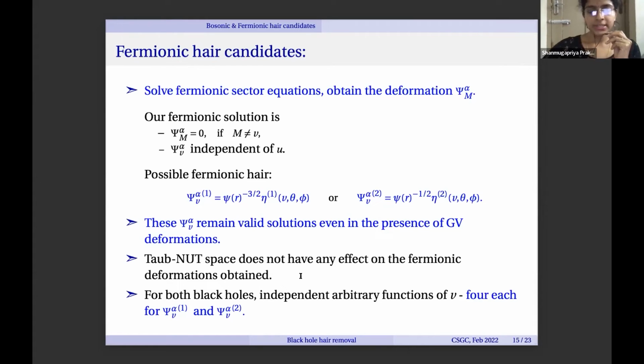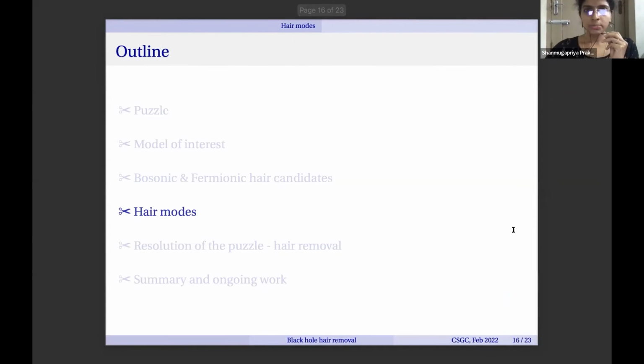Now, an important point here is that the Taub-NUT space does not have any effect on the fermionic deformations obtained. Therefore, for both the black holes, the number of independent arbitrary functions of V are going to be 4 each for psi alpha V1 and psi alpha V2, and it is these which correspond to our fermionic hair candidates. Okay, so now our job is done. We have constructed all the fermionic and bosonic hair candidates that we wanted to construct.